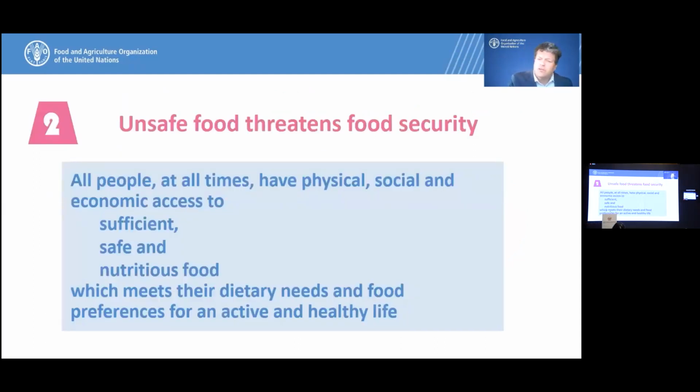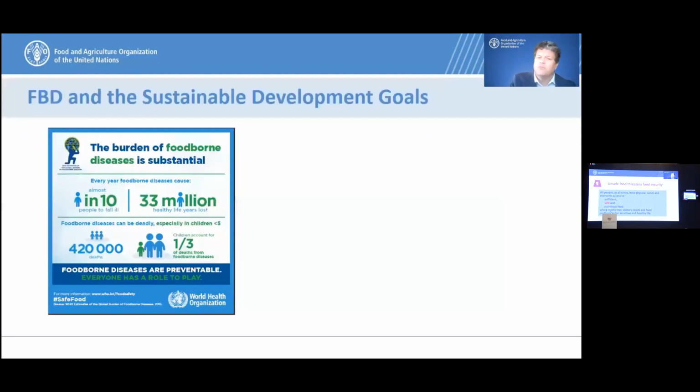The second point that I like to make is that unsafe food really threatens food security. Food security, by definition, is that all people at all times have physical, social, and economic access to sufficient, safe, and nutritious food, which meets their dietary needs and food preferences for an active lifestyle. Key to this, in this context, is that food has to be safe. Oftentimes we say if the food is not safe, it's not food. And if you don't have food safety, you can't have food security. Therefore, it's fundamental.